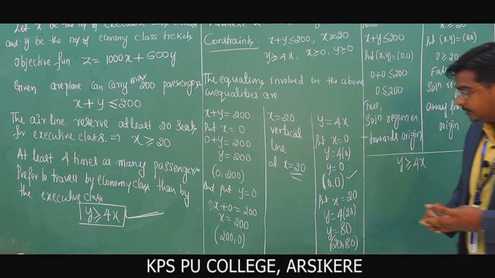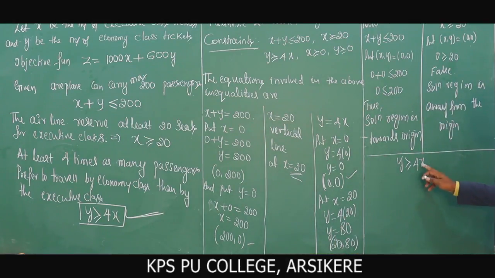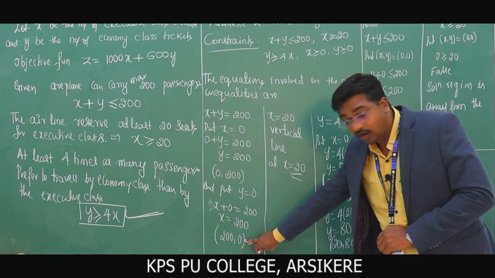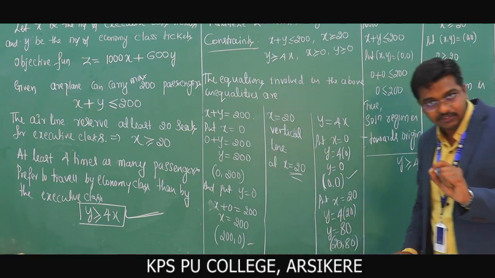Clear? Similarly, if we substitute the point on the x axis, 200 comma 0, x is equal to 200 and y is equal to 0. So what happens here? 0 greater than equal to 800. Obviously 0 is not greater than 800. So this inequality becomes false. Hence the solution region is away from this point, or in other words, the solution region is towards the y axis. Clear?